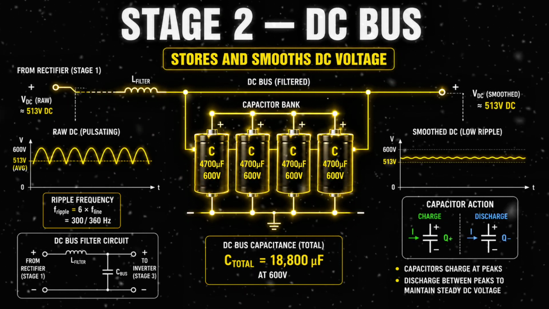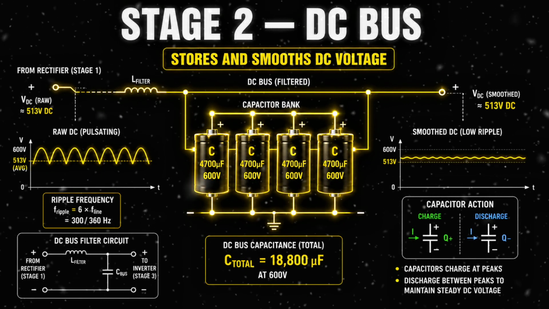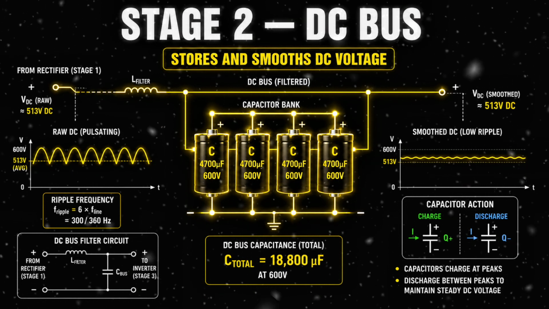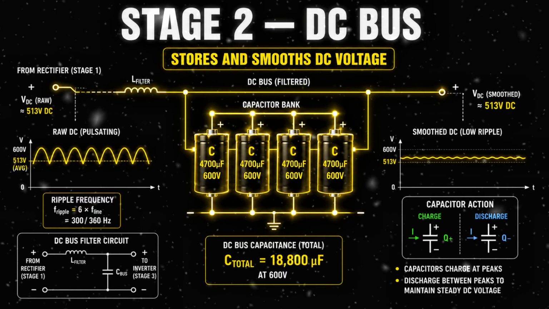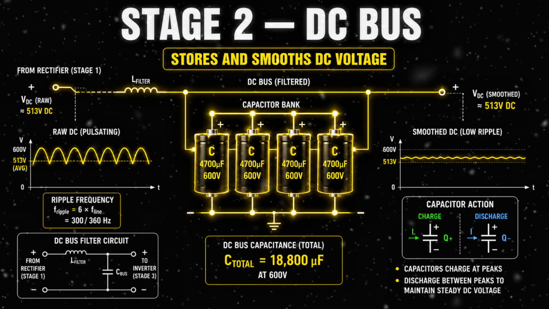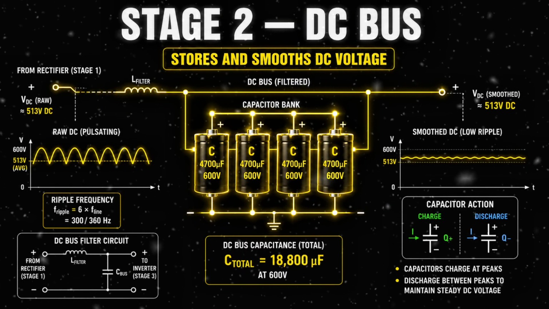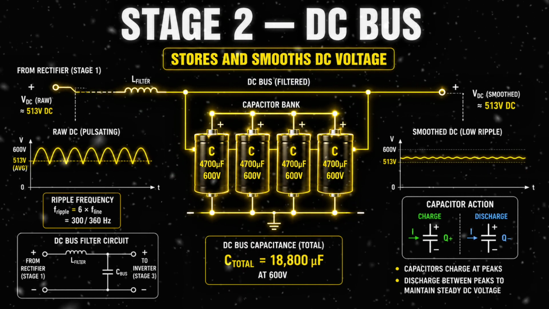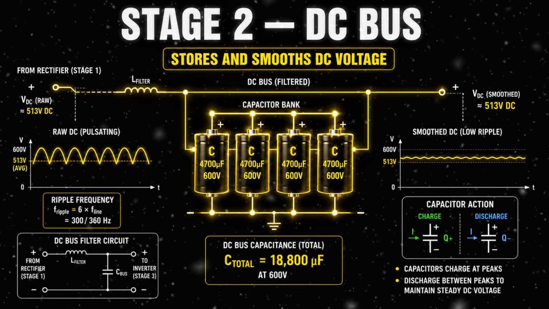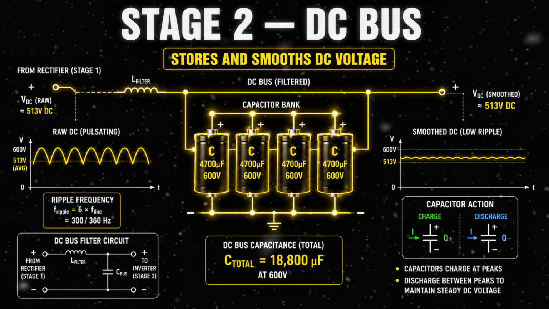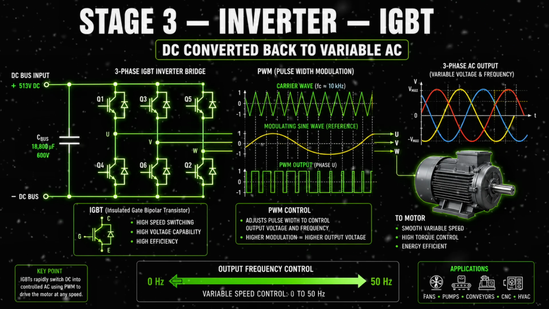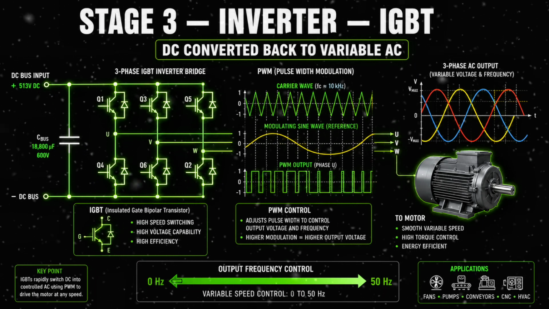Stage 2 is the DC bus. The DC bus has large capacitors connected across it. These capacitors perform 2 jobs. First, they smooth the pulsating DC from the rectifier into a steady flat DC voltage. Second, they store energy like a battery. This stored energy helps the VFD handle sudden load changes without tripping. The DC bus voltage in a 415 volt system is approximately 560 volts DC.